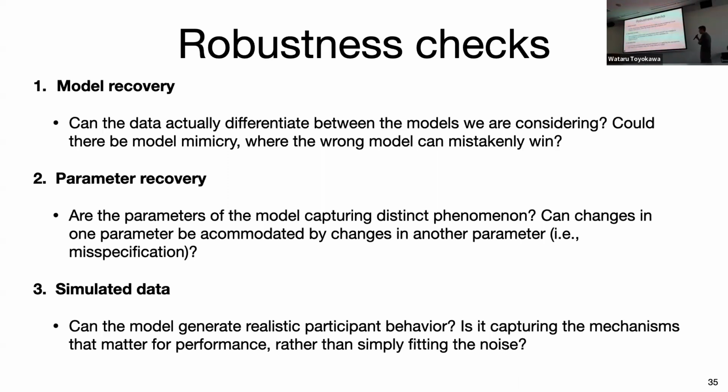Two is parameter recovery, and this is asking the question: are the parameters of the model capturing distinct and recoverable phenomena? Right? Can changes in one parameter be compensated by changes in another? And this would lead to problems of misspecification, such that we can't reliably assume that this parameter is really capturing the equivalent phenomenon. The two things are then being entangled together, right?